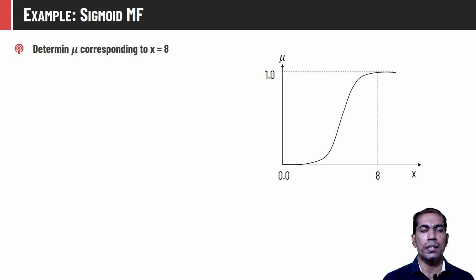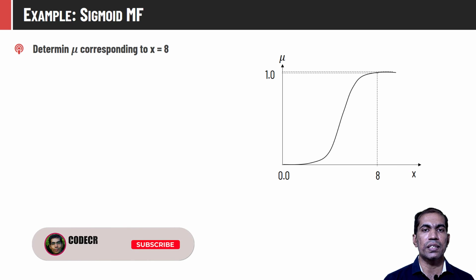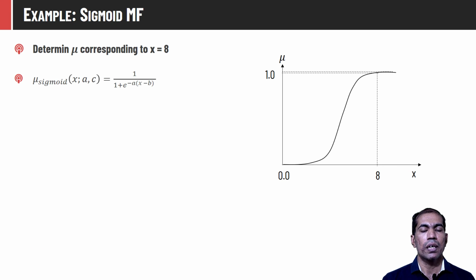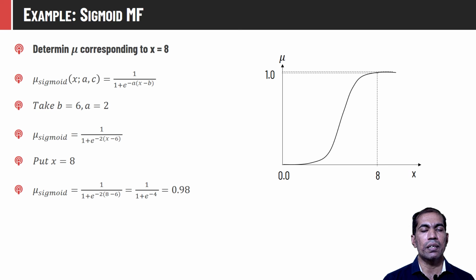Consider the example. This is the function we are given and we have to compute the membership value for x equal to 8. Again, parameters are not specified for this function, so we will assume appropriate parameters for that. We already know the equation. Assume that c is equal to 6 and a is equal to 2. We put it into the equation, set x equal to 8 into this equation and solve it. So finally, we will get the membership value for x equal to 8 as 0.98, which is very much in line with the diagram shown here.